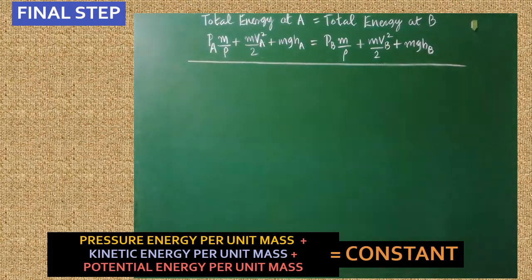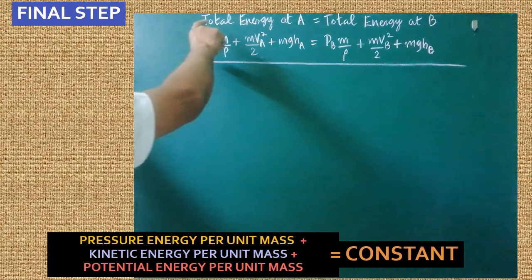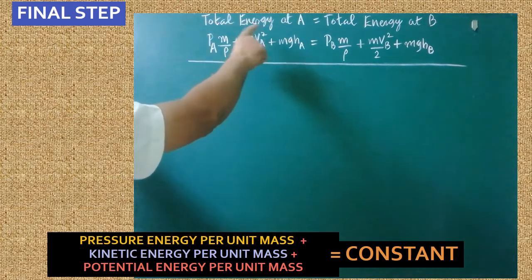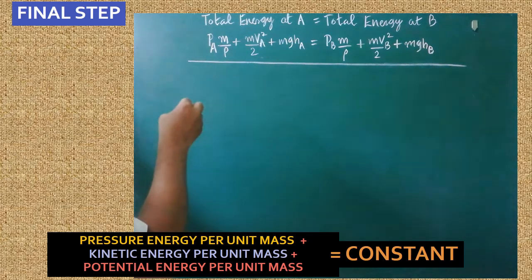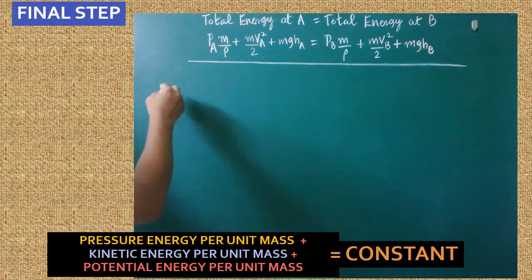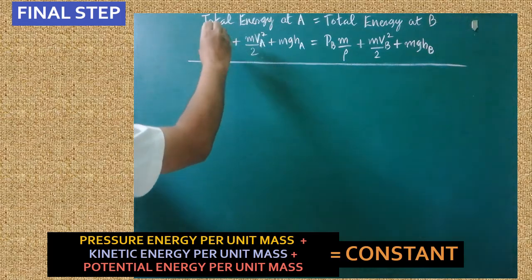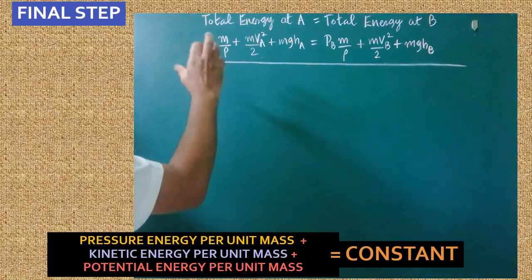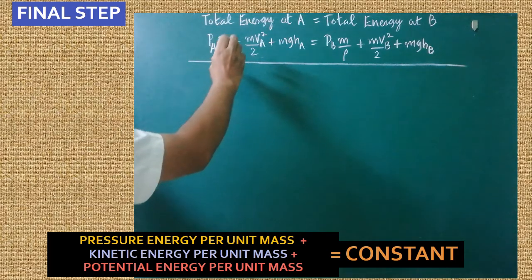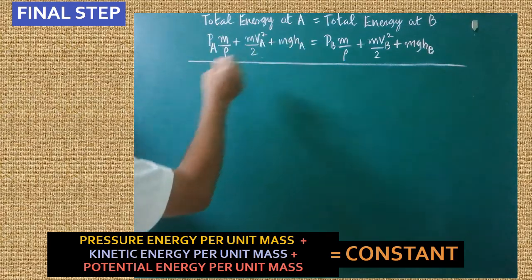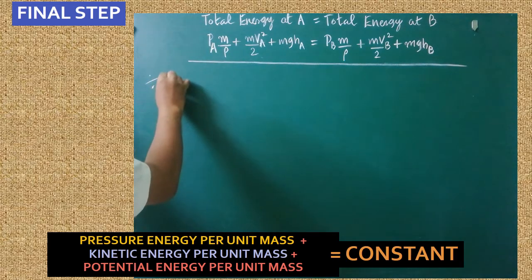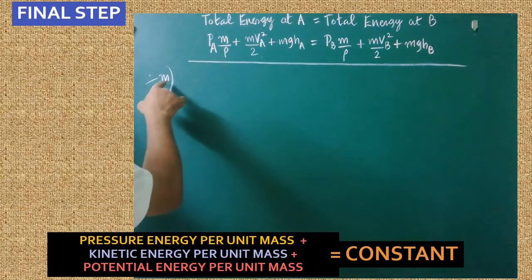Now, finally we are going to derive Bernoulli's equation. Look at the equation which is given here. On either side, total energy at A and total energy at B is given. But to get the final equation, Bernoulli's equation, a slight change must be done. In each part, we have to calculate the energy per unit mass. That is, pressure energy per unit mass, kinetic energy per unit mass, potential energy per unit mass must be calculated on either side. Therefore, we have to divide each equation by m.